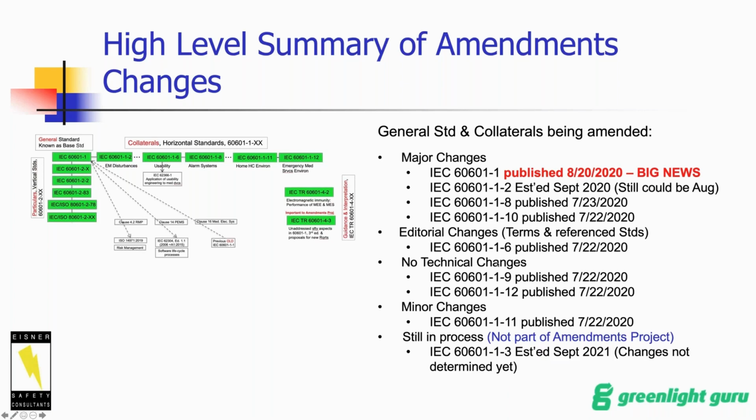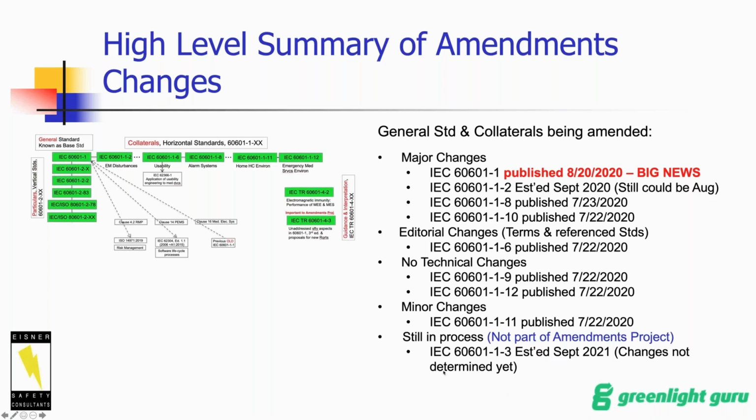The 1-8, 1-10, 1-6, 1-9, 1-12, and 1-11 all got published late July, the 22nd and 23rd. The EMC standard still has not been published. Hopefully it might still get published this month, but on the IEC standards development part of the site, not the what's been published part, it looks like it's going to be in September. It was scheduled for August, but it looks like it got pushed back. When I talked to the convener in charge of the standard, he originally said August to me.